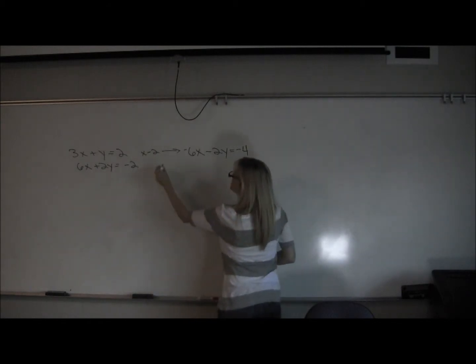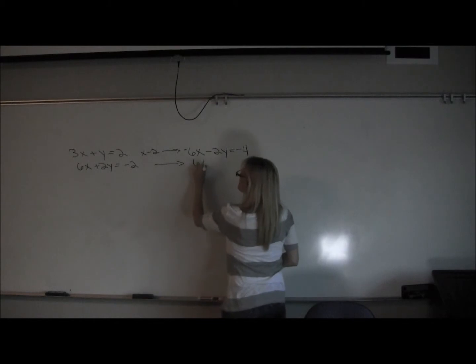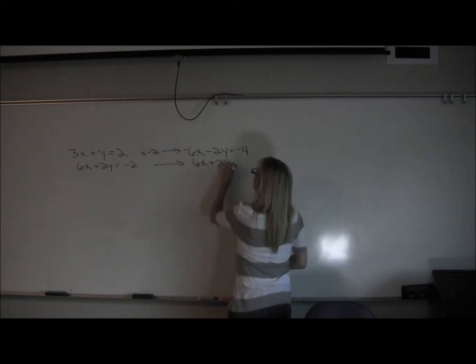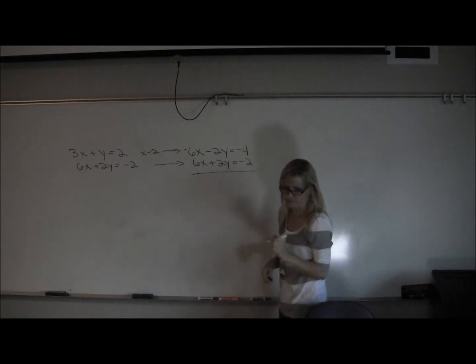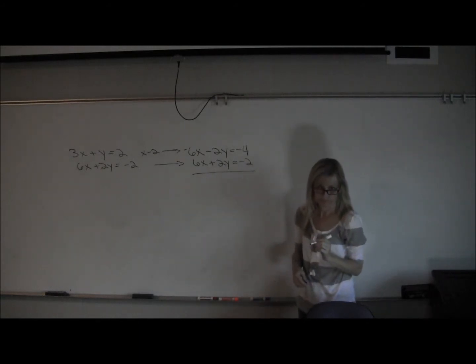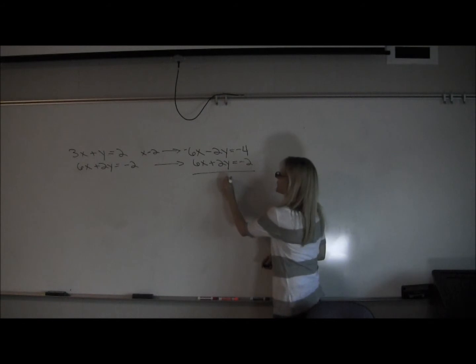Yeah. So then this one we're just keeping the same. So 6x plus 2y equals negative 2. So what happens here when I add them together? Yeah, there are no more variables. You get 0 equals negative 6.